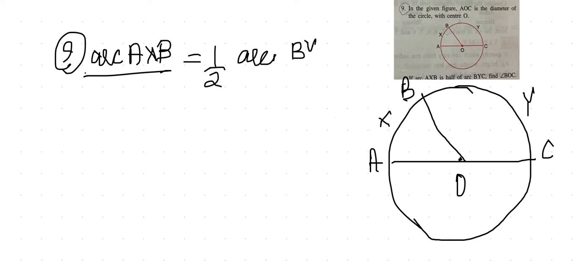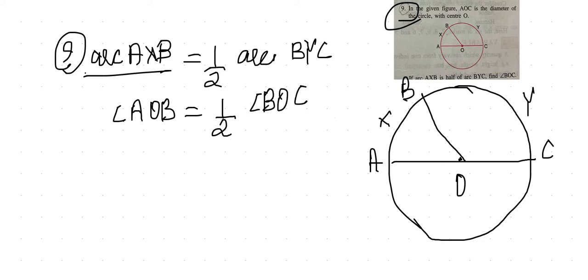Okay, so children, I'm just explaining question number 9. You are going to take that as homework because it's very easy. So arc AXB, clearly, if you see, is subtending angle AOB, which will be equal to half of BYC, which is subtending angle BOC. So if BOC is equal to x, or else you can write like this, that angle BOC will be equal to 2 times angle AOB. So if you take this as x, then angle BOC will be 2x.